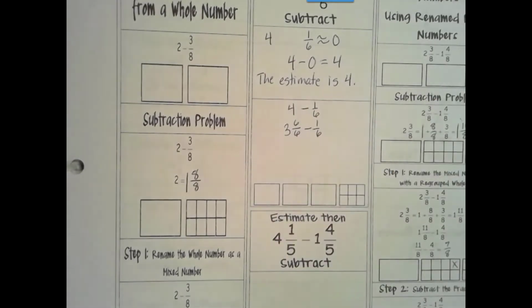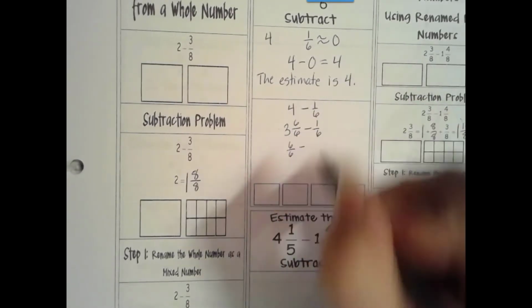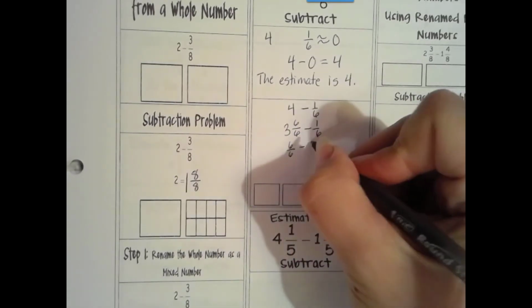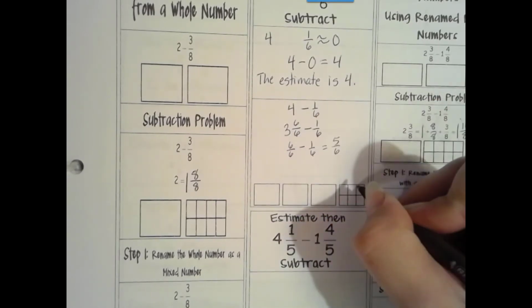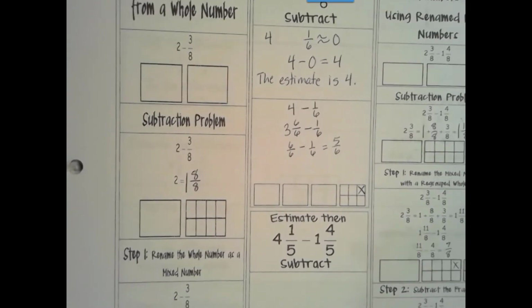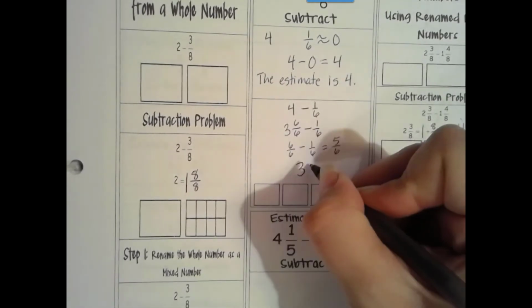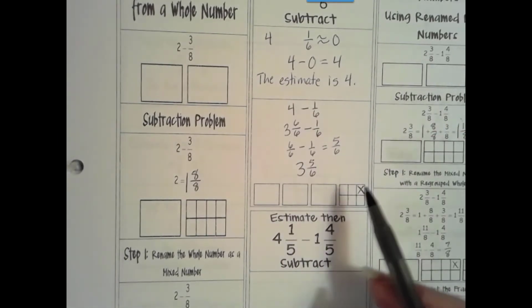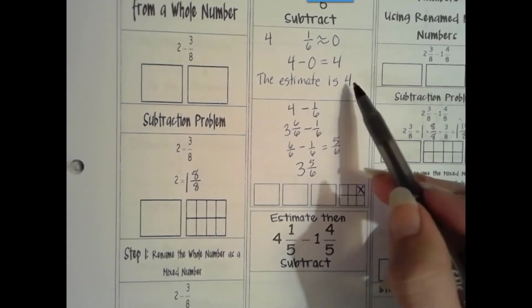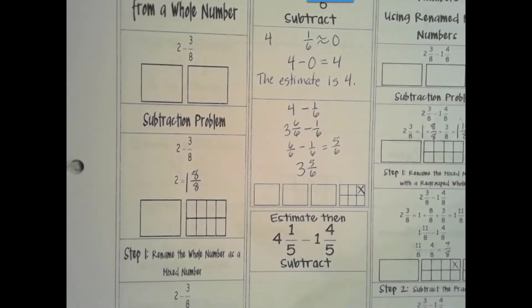Now I can take away that 1/6. So you subtract just the fractions, get 5/6. Take away just 1. I don't need to subtract the whole number, so it's 3 left over and 5/6. 3 whole and 5/6. Is that close to 4? That is very close to 4. It's just one piece away.